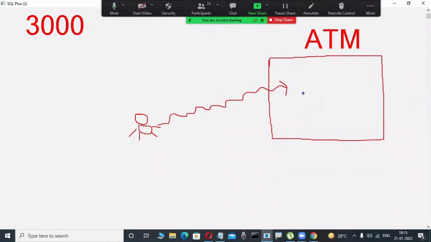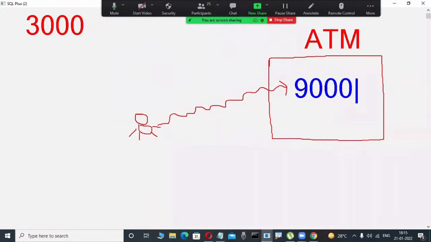Now I decided to withdraw some amount. Okay, fine. But unfortunately, my available balance is 3,000. Whenever I insert the ATM card and enter the amount, it will ask. In that case, suppose I mentally decided to withdraw 9,000 rupees. Now as I try to withdraw 9,000 rupees, am I getting 9,000 rupees?